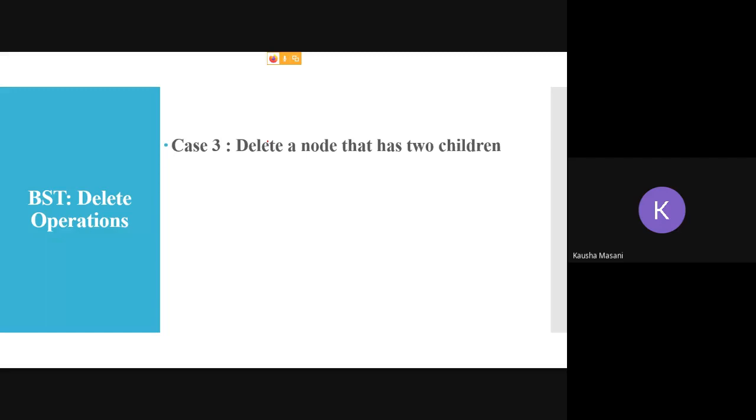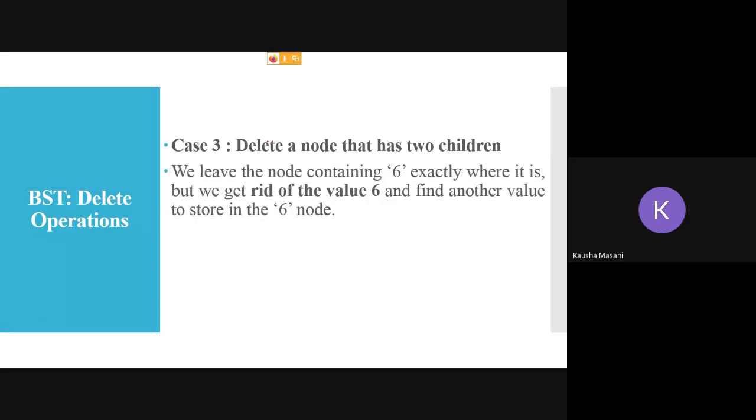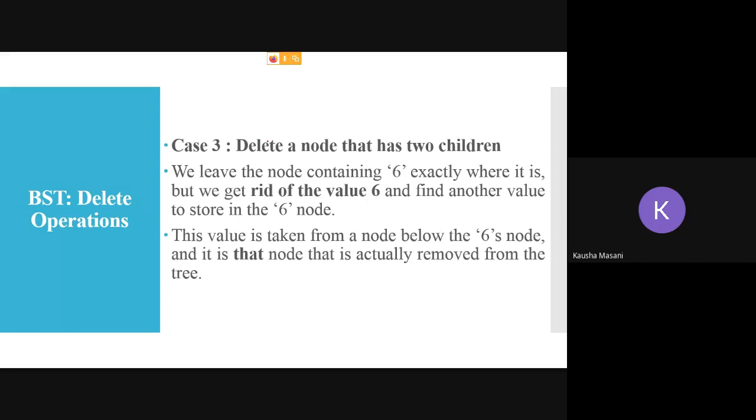So let's say this is the example which I have written here. We want to get rid of 6, and we need to find another value to be updated in place of 6 in that given node, and we have selected the left subtree. From the left subtree I want to select a value. Whichever value you are selecting, that particular value node you are going to free up.